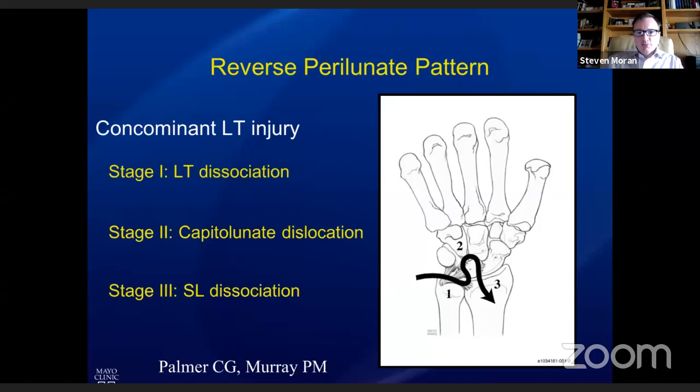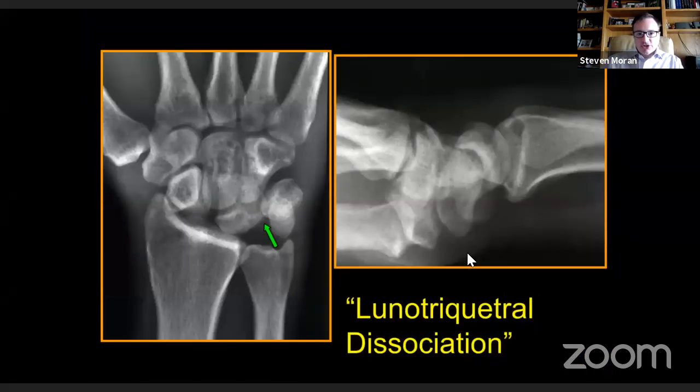Other cases were missing a concomitant injury that I spoke about in the first lecture, but many of these patients with significant DRUJ injuries will also have a concomitant lunotriquetral injury, and that is probably due to the fact that they've undergone a reverse perilunate injury pattern where the force enters in through the ulnar aspect of the wrist, comes across the TFCC, but then enters into the carpus. So reverse standard perilunate, causing SL or LT dissociation first.